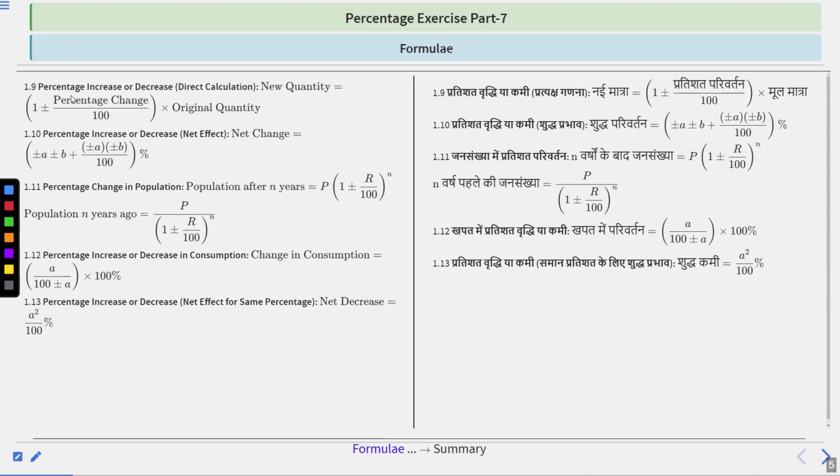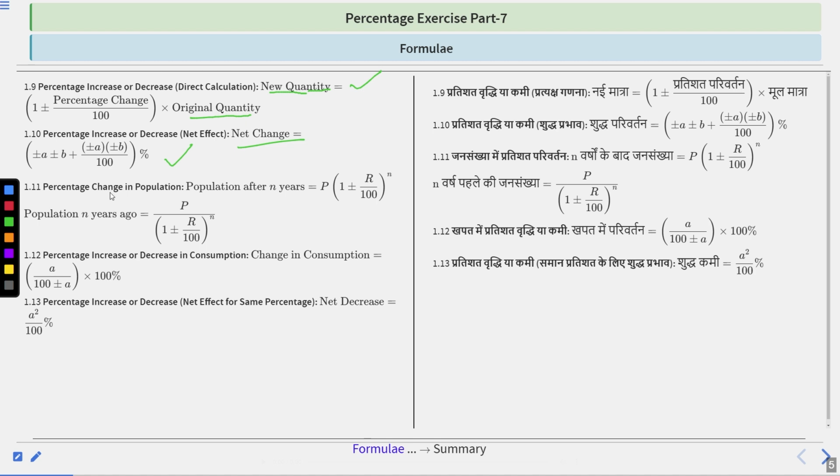Next one is percentage increase or decrease, direct calculation of new quantity. When we need to calculate the new quantity directly, which formula will we use? Bracket 1 plus percentage change upon 100, multiplied by the original quantity, gives the new quantity. In the same way, if we need the direct net change percentage, we will use plus minus a plus minus b plus minus a multiplied by plus minus b upon 100%. This will be our net change.